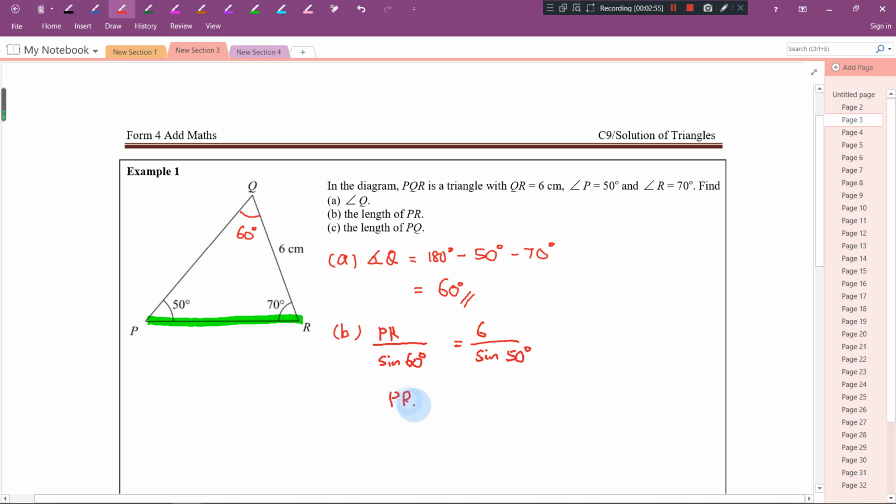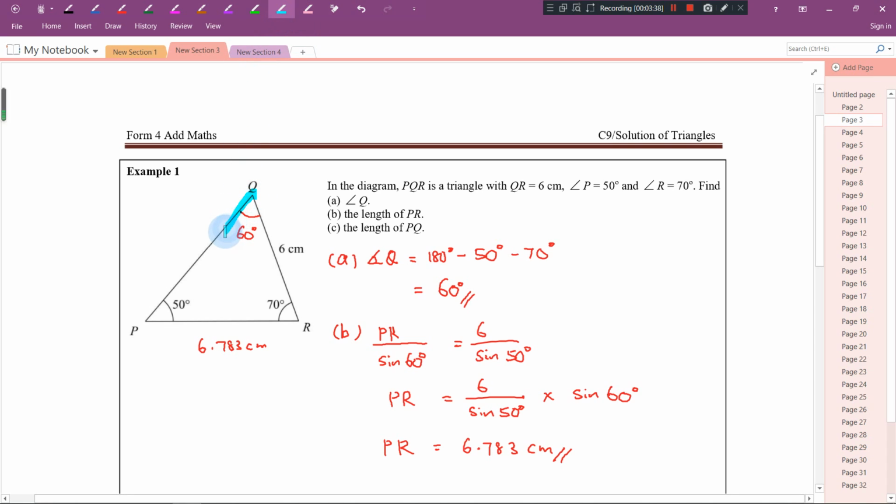Okay, so now this one I think should be no problem. This is 6 over sine 50 degrees. Okay, I move this up, times sine 60 degrees. Just press your calculator and you should be able to get the length of PR. 6 over sine 50 times sine 60. Okay, so the answer is 6.783 centimeters. Now let's proceed to the last part, the length of PQ.